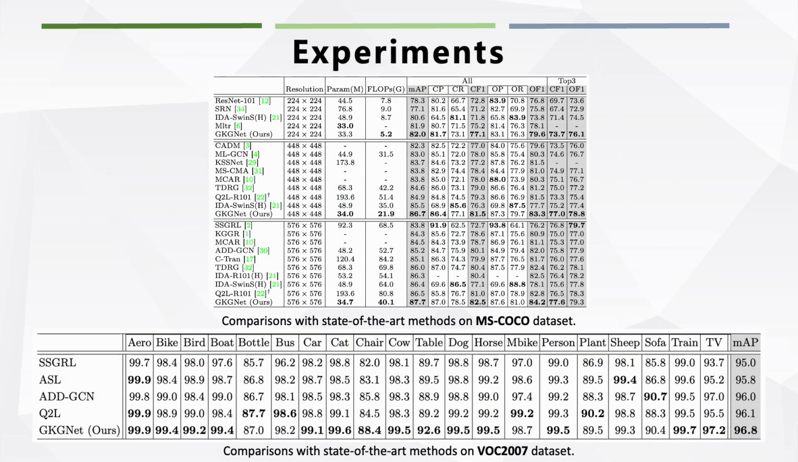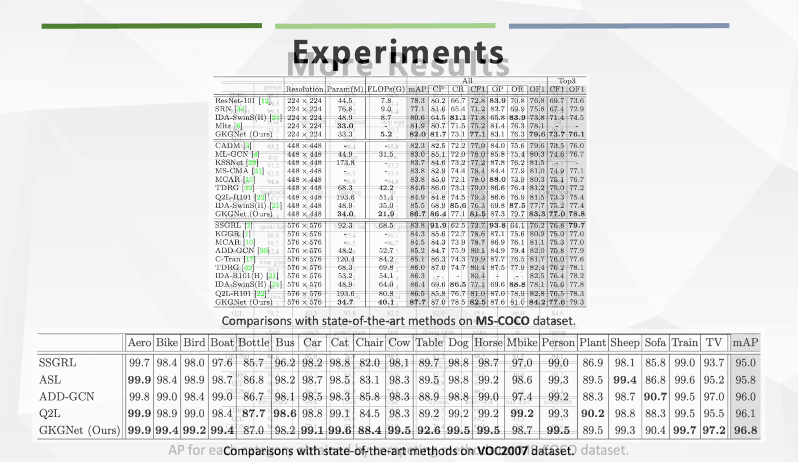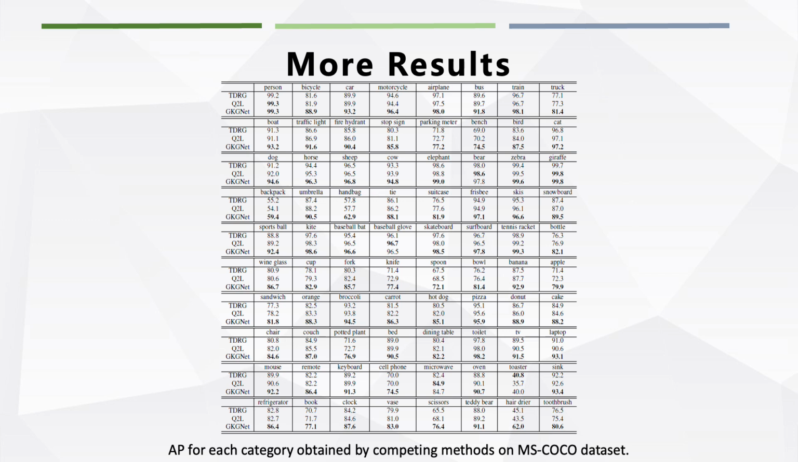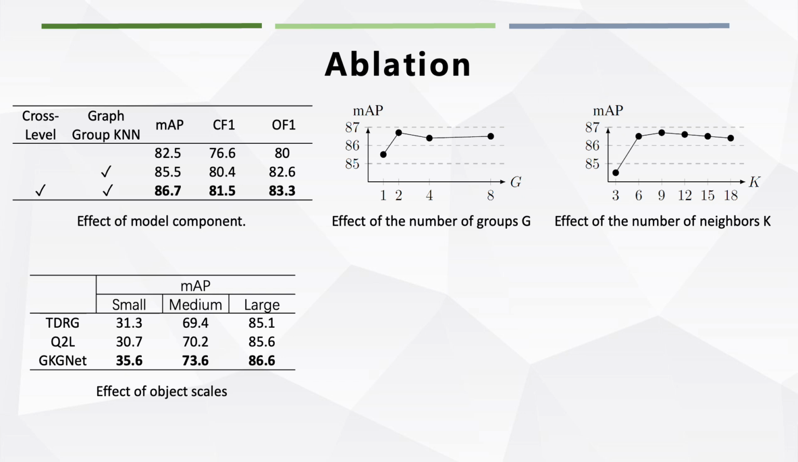Our experiments demonstrate that GKGNet achieves state-of-the-art performance on the MSCOCO and VOC 2007 datasets, with significantly lower computational costs. We reported and compared the per-category recognition accuracy on the MS-COCO dataset, and observed that our model achieved the best performance for 76 out of 80 categories. We conducted ablation studies to assess the impact of various model components, object scales, the number of groups G, and the number of neighbors K, which confirmed the effectiveness of our network, particularly in improving performance for smaller objects.